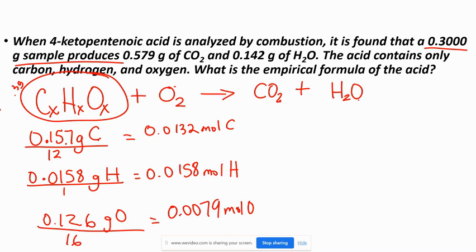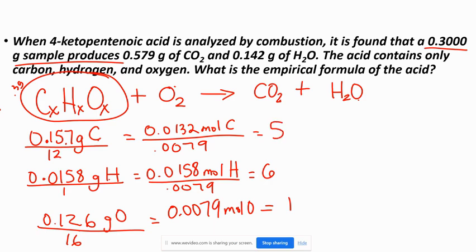Teddy jumped in: divide by the smallest number. Yes. So I'm going to divide everything here by 0.0079 and divide by 0.00. That's 1. Okay. So I do that. I get a 6 here and I get a 5 here. These are thankfully whole numbers. So this is going to be C5H6O. That is the answer.